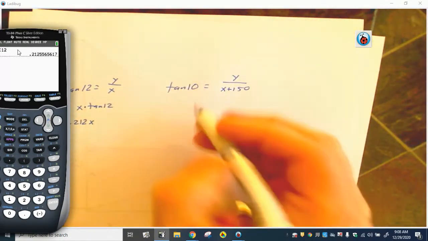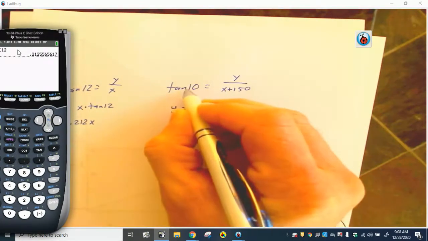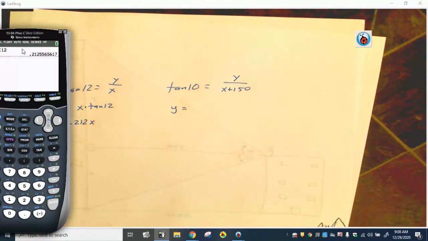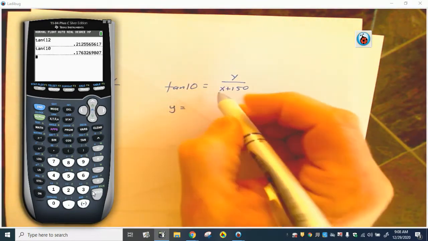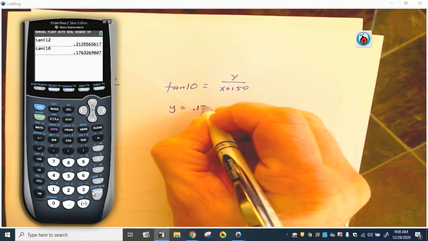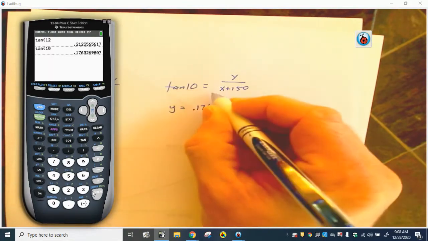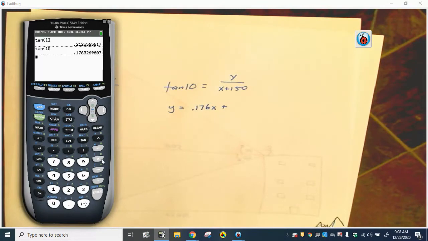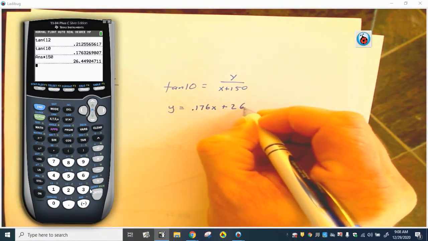And now we're going to do the same thing over here. We're going to butterfly, and we're going to get y is equal to, well, we would really need to distribute down here. So I need to do tangent of 10 times x, which is going to be 0.176x plus, and then I have to do tangent of 10 times 150, which is 26.44.